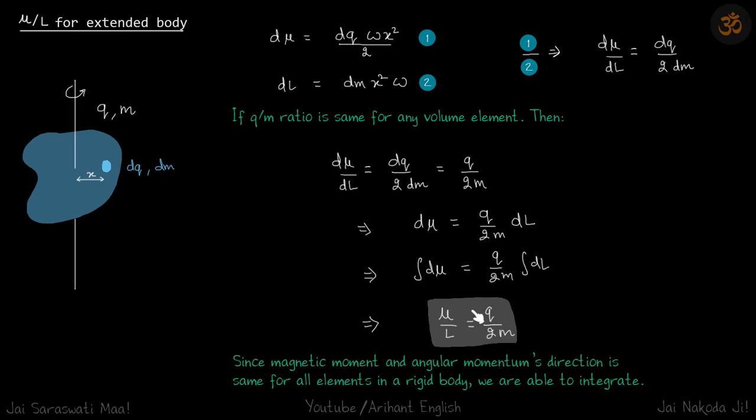So how we will use this result is, we'll be given some object which is rotating about an axis, and we will know its angular momentum. From there we can easily calculate what will be the magnetic moment of that body. That's it.